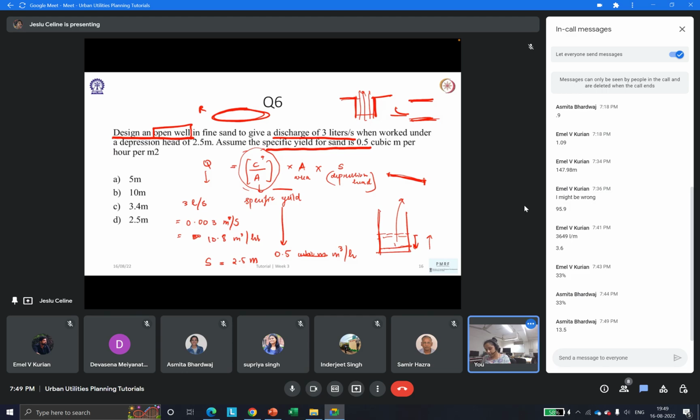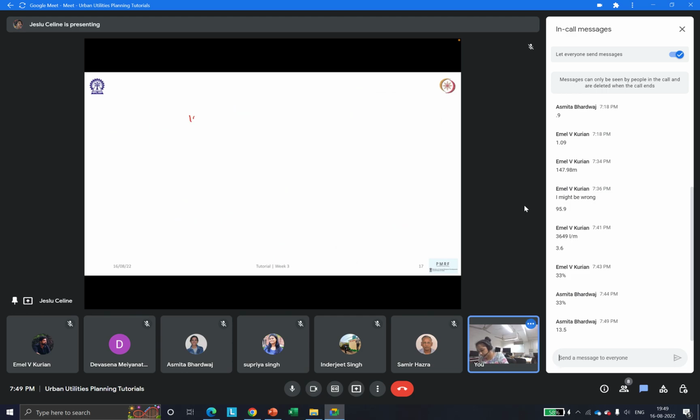So it's a direct application. Let's put in 10.8, which is Q, if you remember, is equal to 0.5 into A into 2.5. So A is equal to 10.8 divided by that. Let's do the calculation. Yeah, so this is A, which is our area. Now we've been asked to find the radius. So just going ahead.